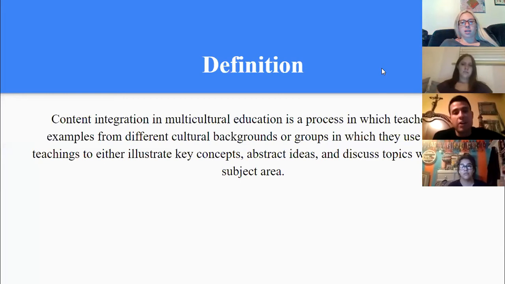Hi, I'm Jonathan Zamora, and I'm doing definition. Content integration in multicultural education is a process in which teachers use examples from different cultural backgrounds or groups in their teaching to illustrate key concepts, abstract ideas, and discuss topics within their subject area.